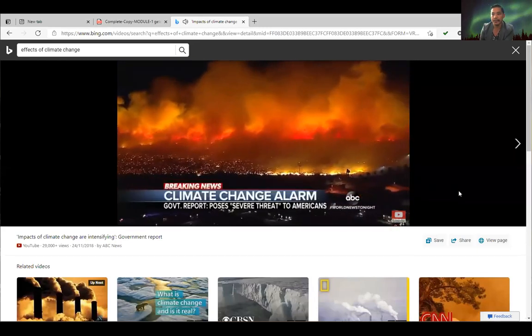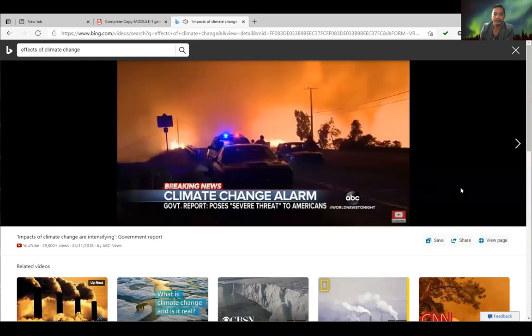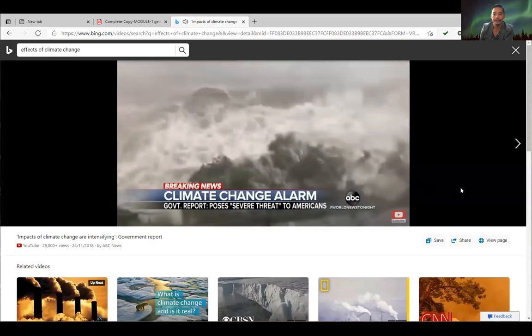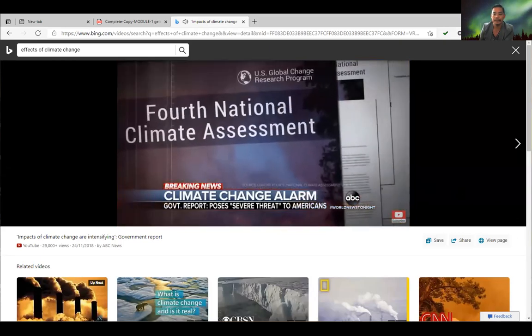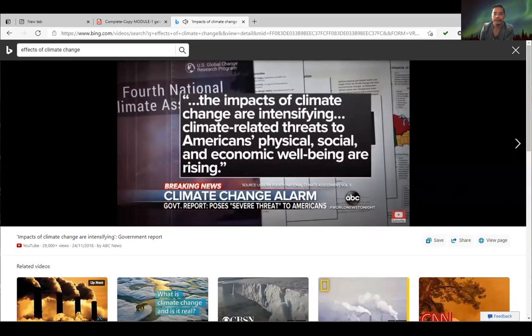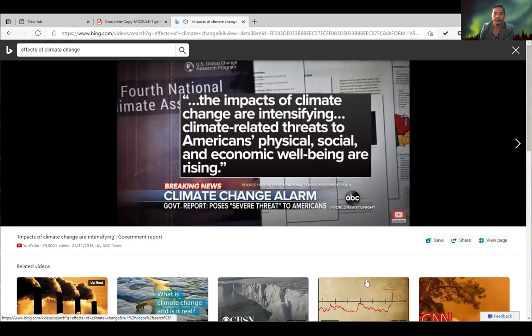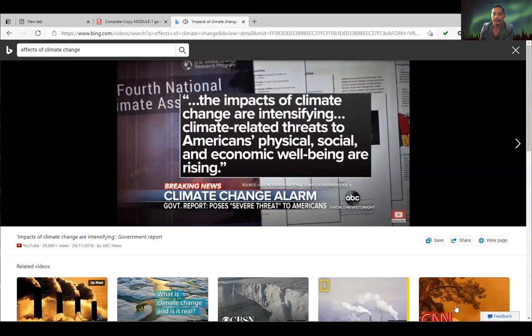This year's climate change: deadly wildfires and monster storms, terrifying signs of things to come. According to tonight's dire new assessment from 13 federal agencies, government scientists are warning the impacts of climate change are intensifying. Climate-related threats to Americans' physical, social, and economic well-being are rising from coast to coast.